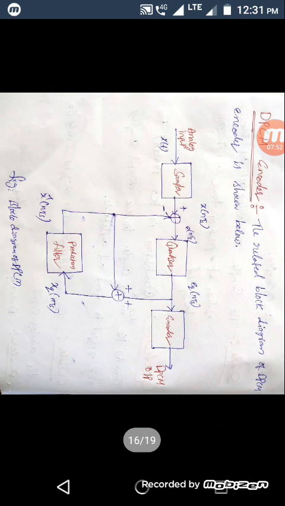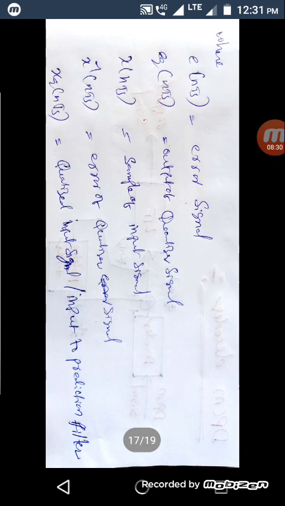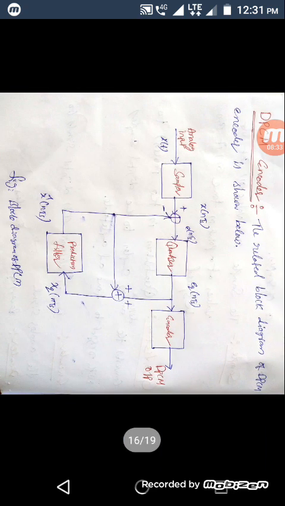Why? Because xq of nTs will be entering the prediction filter. That's why it is called the input of prediction filter. So these are all the different signals and different conversions. For example, x of t indicates the analog signal, x of nTs equals the sampled signal, e of nTs equals the error signal, eq of nTs equals the quantized error signal, xq of nTs equals the prediction filter input, and x bar of nTs equals the error of quantized signal.